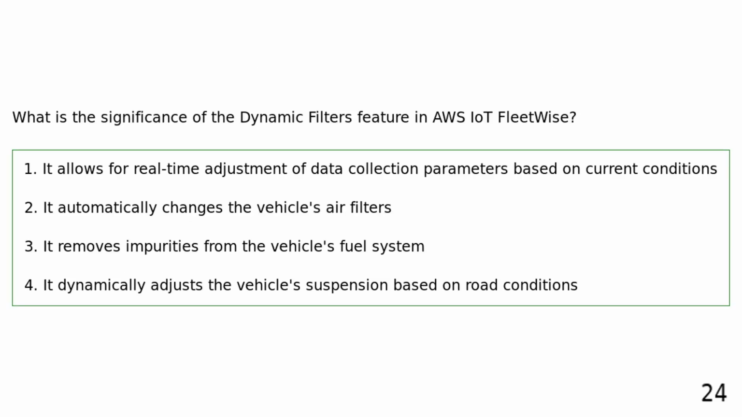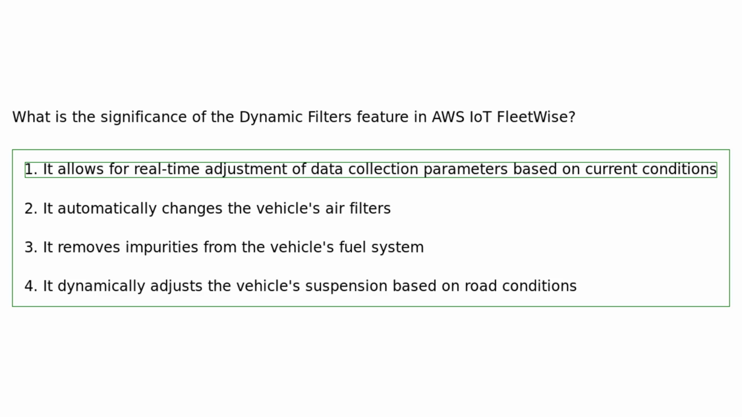What is the significance of the dynamic filters feature in AWS IoT FleetWise? It allows for real-time adjustment of data collection parameters based on current conditions. It automatically changes the vehicle's air filters. It removes impurities from the vehicle's fuel system. It dynamically adjusts the vehicle's suspension based on road conditions. The dynamic filters feature in AWS IoT FleetWise enables real-time adjustment of data collection parameters based on current conditions, allowing for adaptive and efficient data gathering.